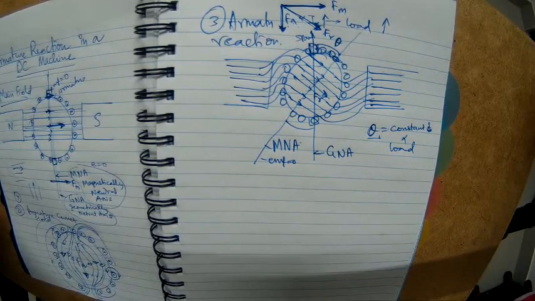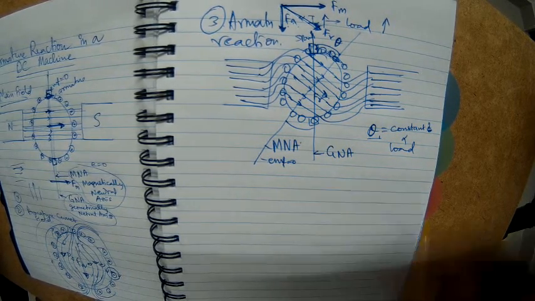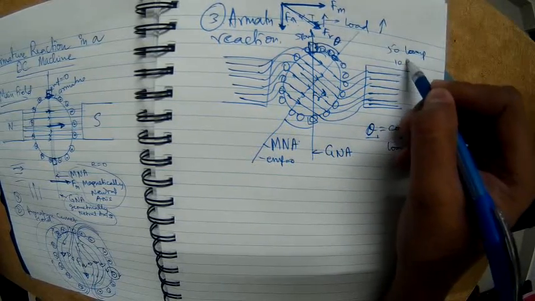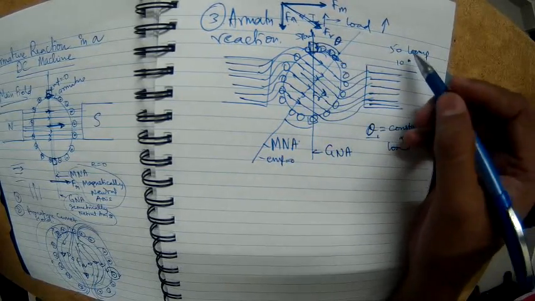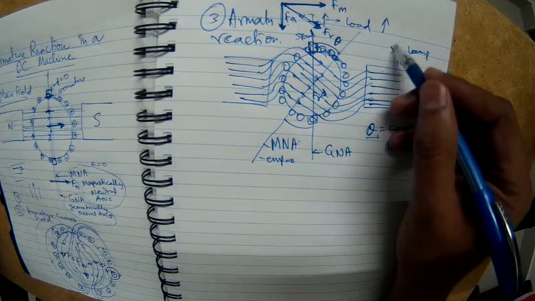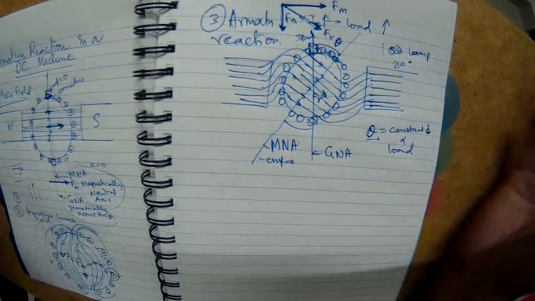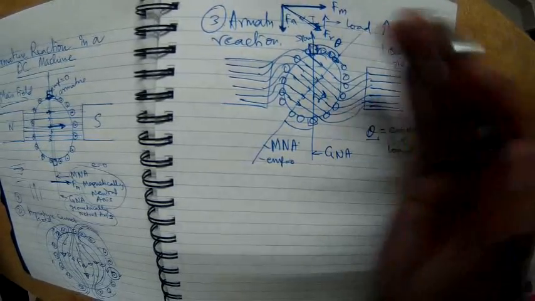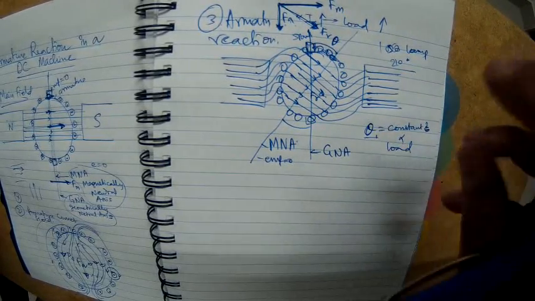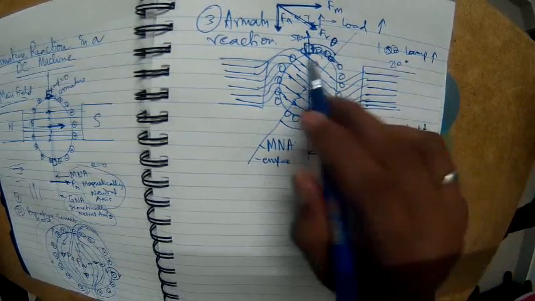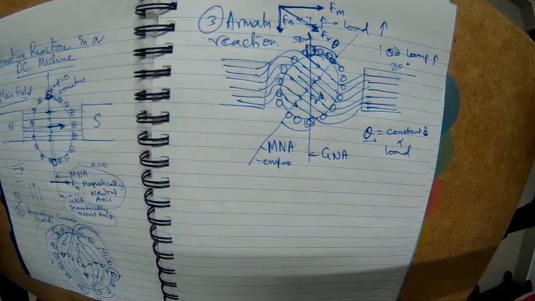So for example, if the electrical load is, let's say, 50 lighting lamps, in that case let's say theta is 10 degrees. If I make it 100 lamps, then it might go to 20 degrees. Although the relation may not be linear all the time, I'm just giving it as an example. All the time the load is varying, therefore theta is varying, therefore you need to keep adjusting the brushes.